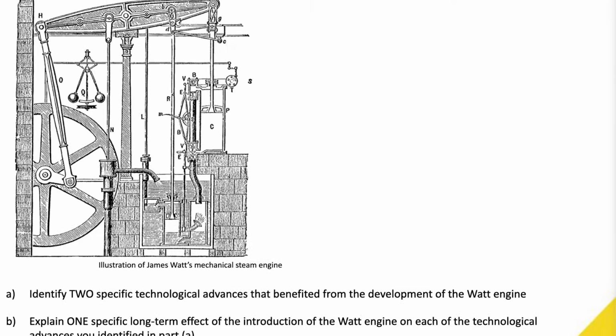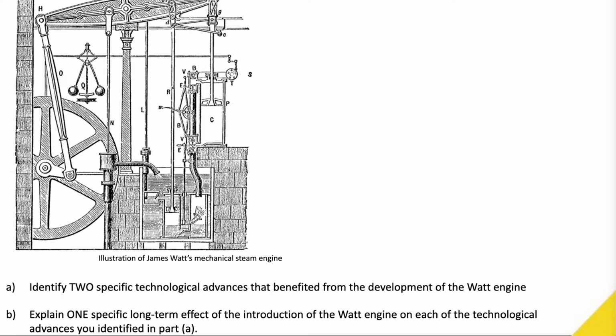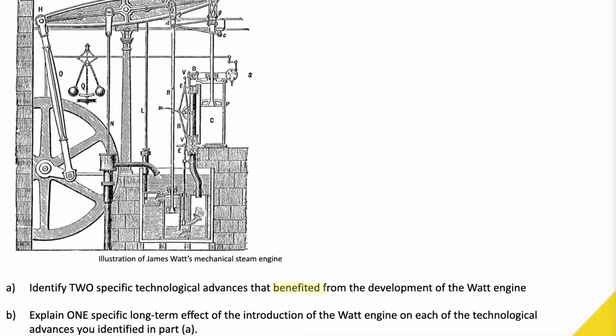This one here is actually, if you look at the illustration here, James Watt's mechanical steam engine. Notice that what it says, identify two specific technological advances that benefited from the development of Watt's engine. So here is Watt's engine. What did this engine help invent specifically, and then explain one specific long-term effect of the introduction of that engine on the technological advances that you may have referenced.